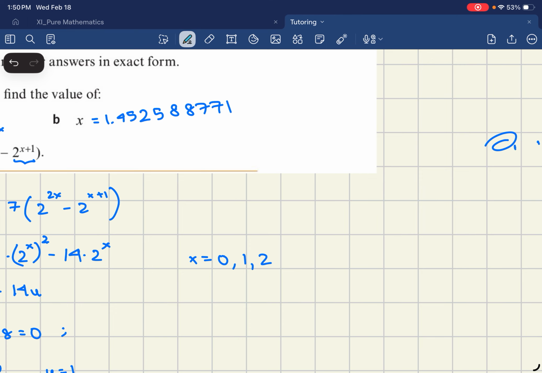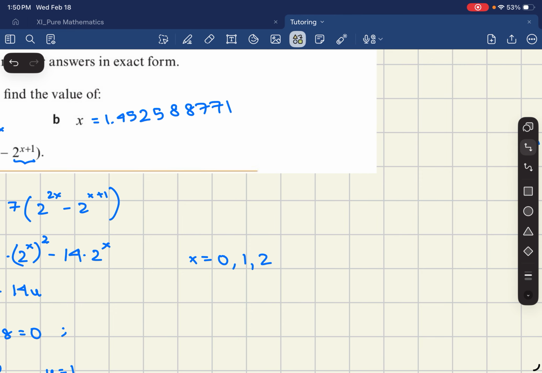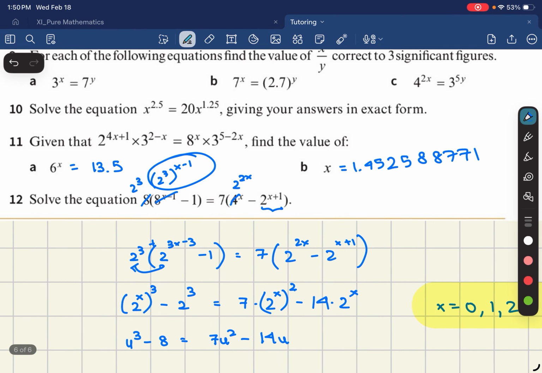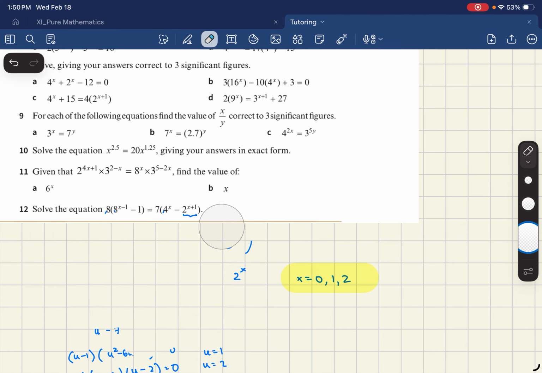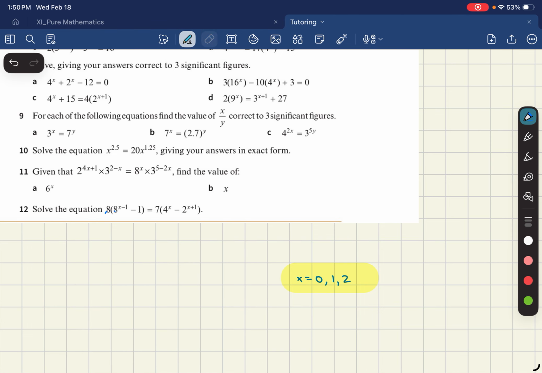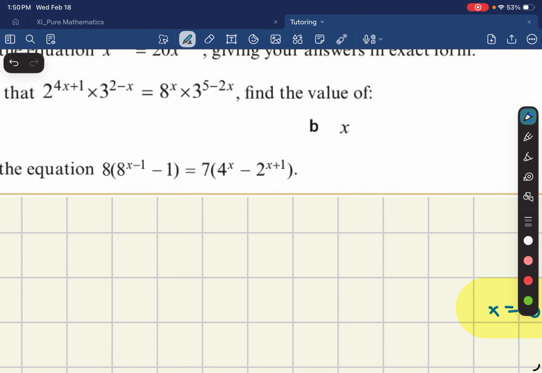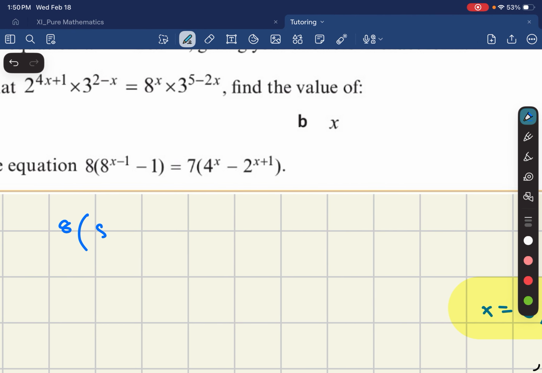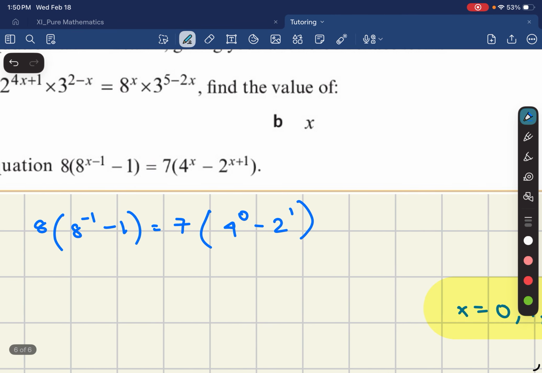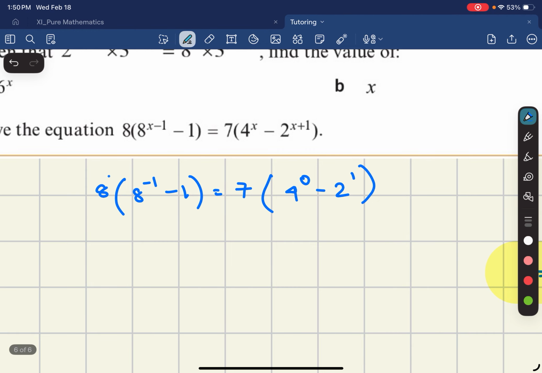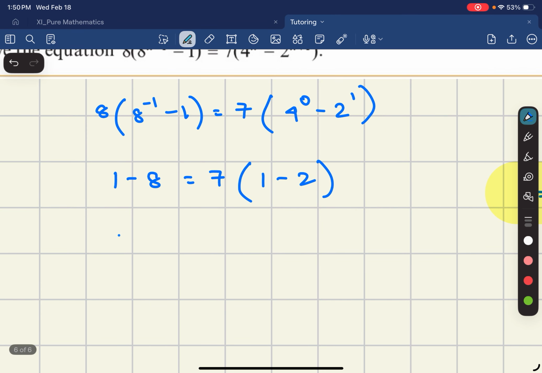So this should be your answer. And we can always check. So if I go back now, if I erase everything and go back, then I can say, well, if I substitute 0, then I have 8 to the power minus 1 minus 7 times 4 to the power 0 minus 2 to the power 1. So this is going to be 1 minus 8 equal to 7 times 1 minus 2. So minus 7 is equal to minus 7. So yep, it works with 0.